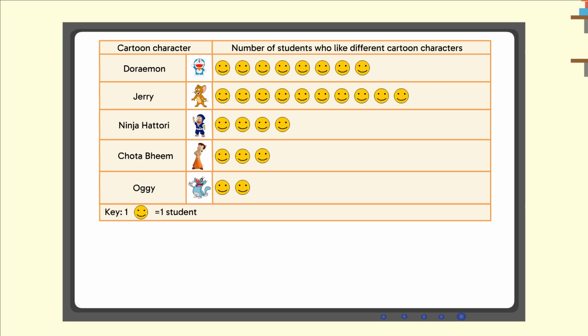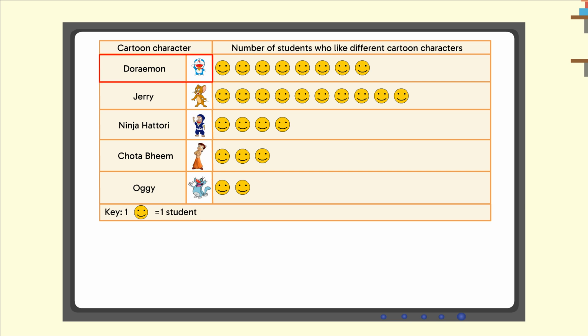Which is the least popular cartoon character? Augie is being liked by minimum number of students, 2. So, Augie is the least popular character.